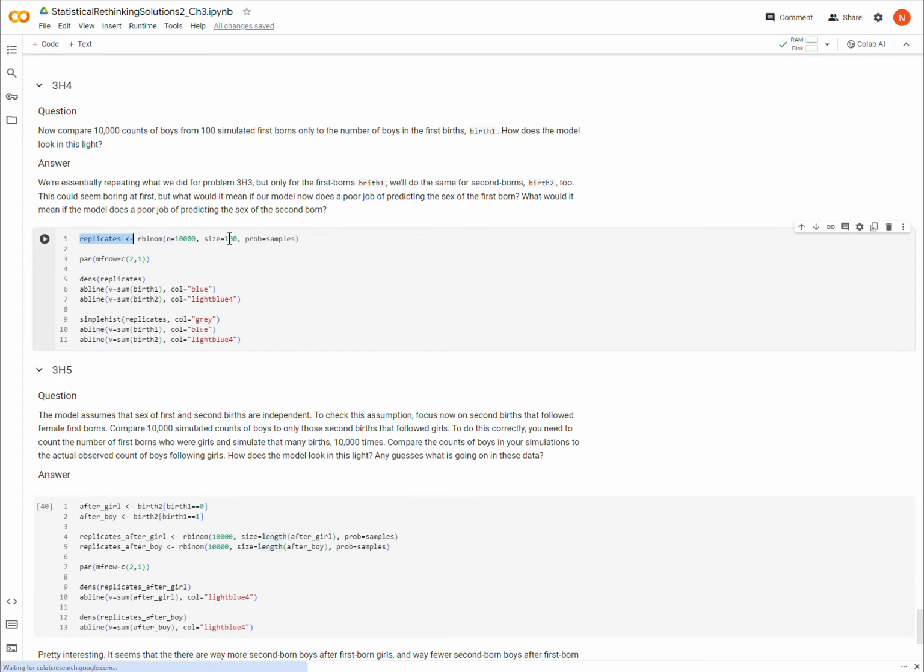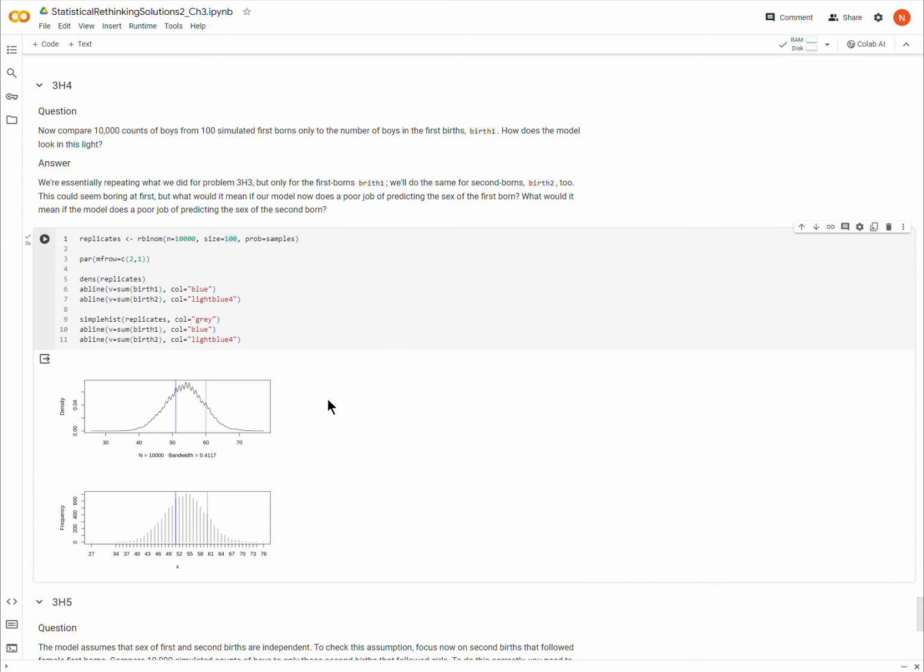So we're just repeating the code, but this time instead of a sample of 200, we have a size of 100. So every data set that we generate will be 100 births instead of 200. And then I'm going to plot those in much the same way that we've already plotted them. And so here it is. I should turn that gray like the previous question.